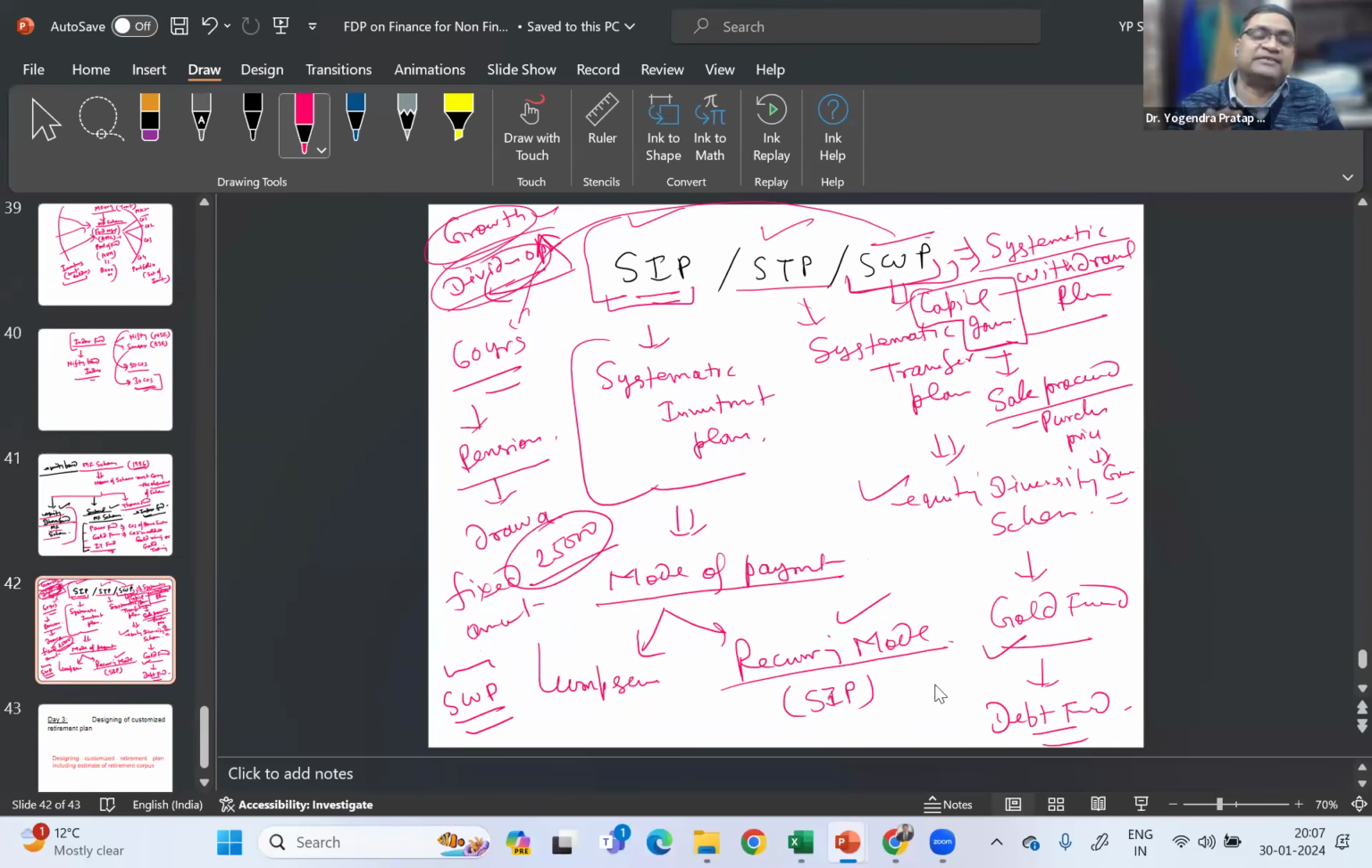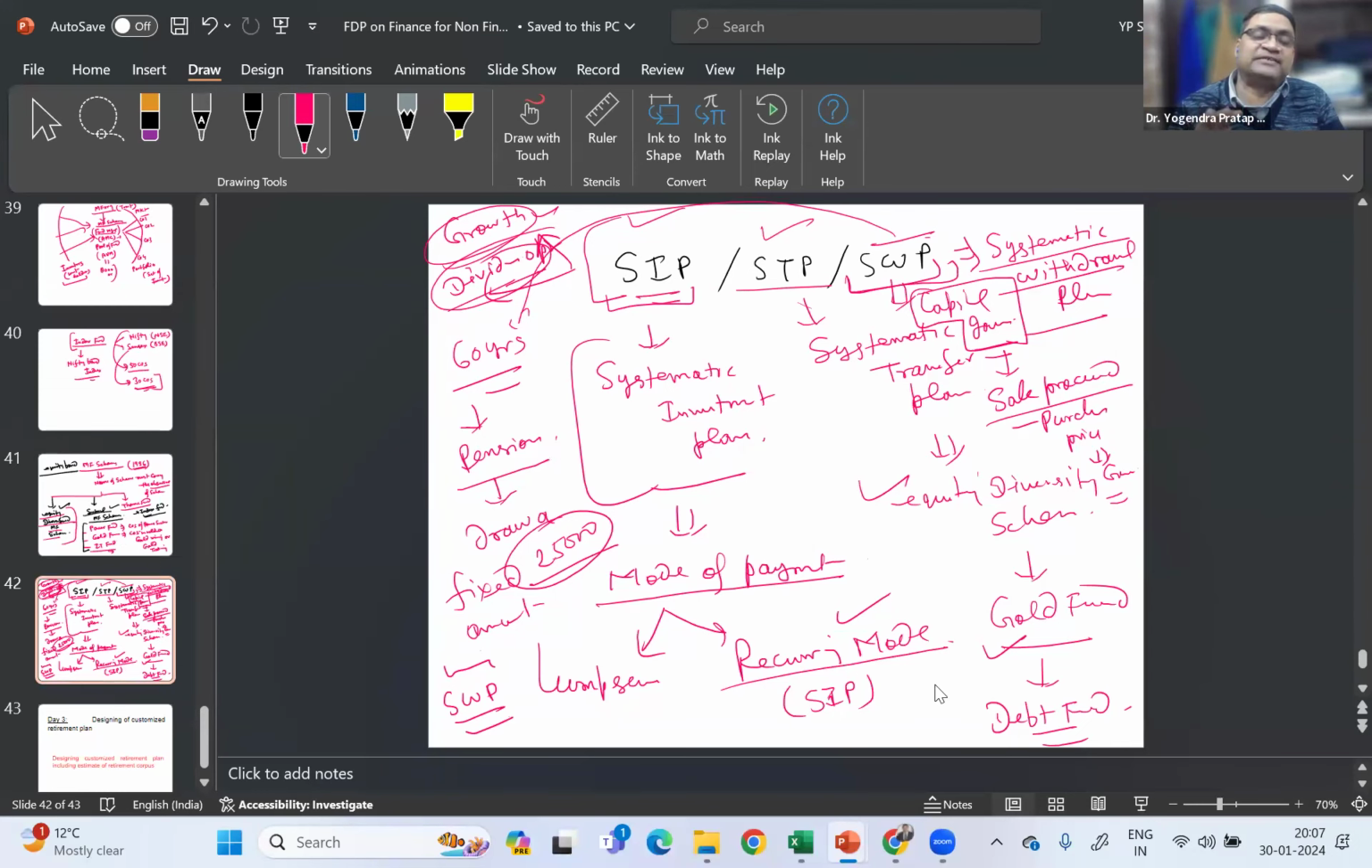So first of all, when you are going to screen a particular mutual fund scheme, first choose the mutual fund house. Suppose I am choosing SBI Mutual Fund, then you can choose DSP, then HDFC Mutual Fund, then Franklin Templeton, which is a good mutual fund house.